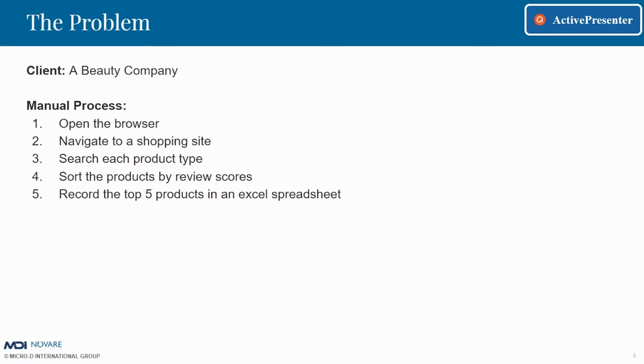It starts by opening the browser and then navigating to a shopping website. Then each product type is searched in the shopping app and sorted according to the review scores. And then the top 5 products are recorded in a spreadsheet one by one. Normally this method would take about half to a full minute of processing per product type, and this is with manual effort.